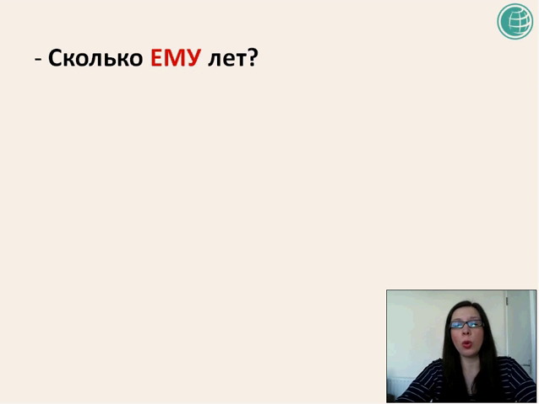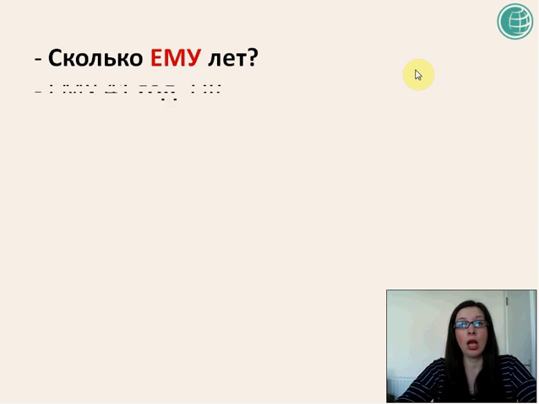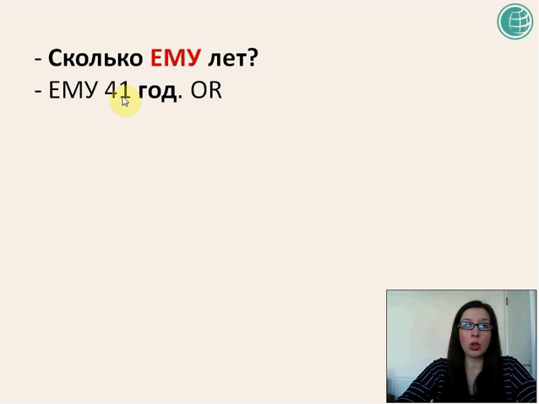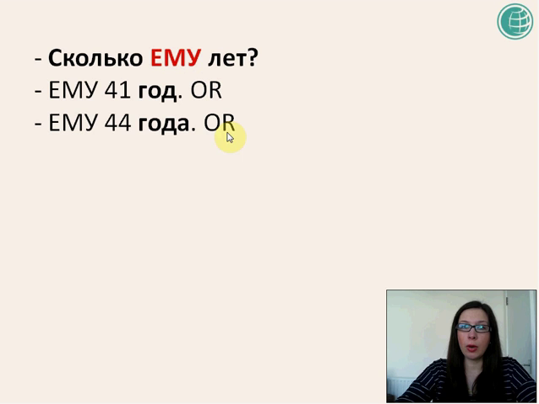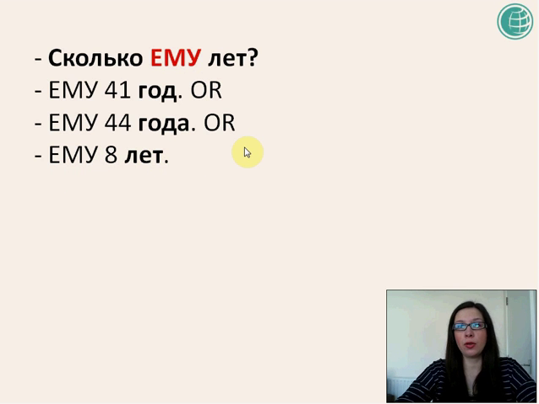And now also when we ask about his age, сколько ему лет? You don't need to change ему now because it's already changed and we are talking about someone. And you will answer ему 41 год. You remember with number 1 we use год. Or you can say ему 44 года. You remember numbers 2, 3 and 4 we will use word года. Or ему 8 лет. You remember numbers from 5 to 10 we will use лет.